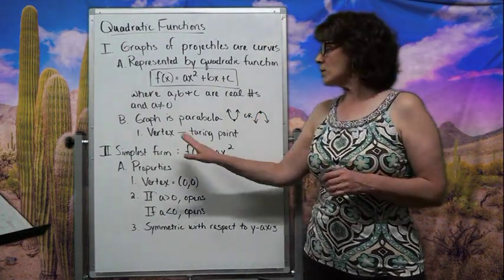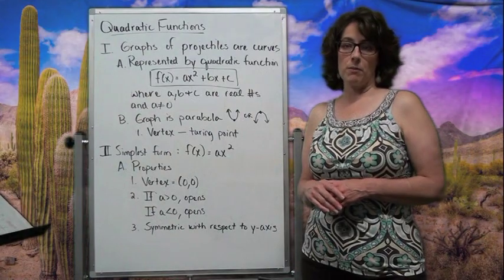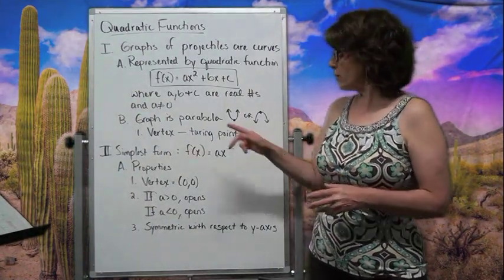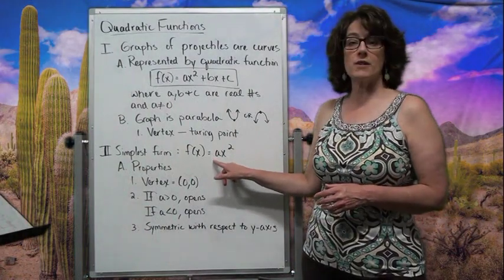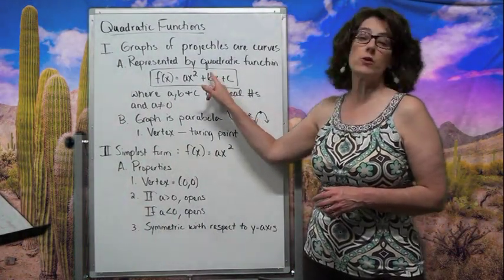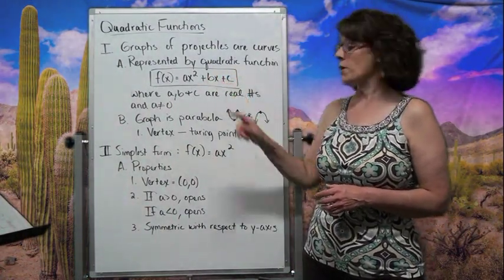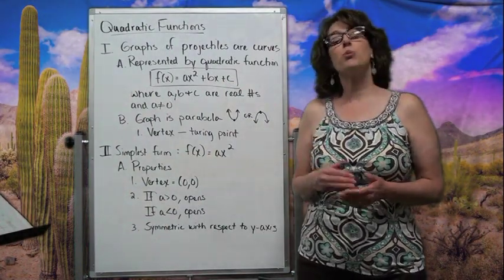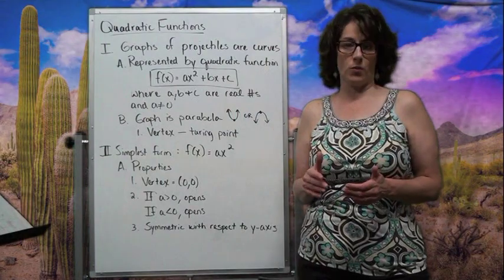Now, we have what's called the simplest form of a parabola, or simplest form of a quadratic, that is. The simplest form, notice here, f of x equals ax squared, takes out your first power term and takes out your constant term. So when it is just f of x equals ax squared, there are certain properties that we can bank on with this parabola.